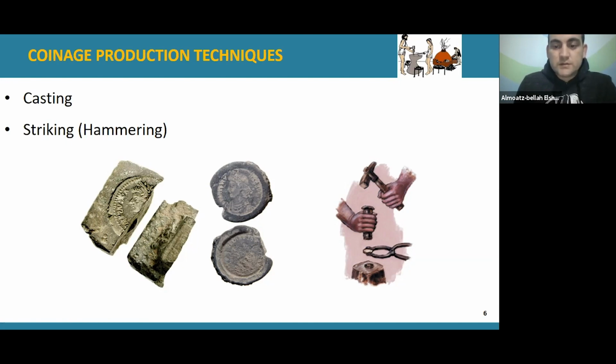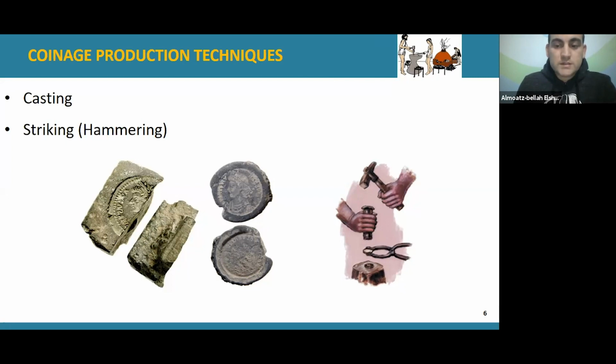Traditional Far Eastern cast coins, called cash coins, are the most famous example of cast coinage and were issued from the 4th century BC. The second technique is striking or hammering. To make a coin through a hammering technique, a blank was sandwiched between a pair of dies with engraved designs. This was then struck or hit with a heavy hammer, the force of which impressed the design into the coin on both sides.